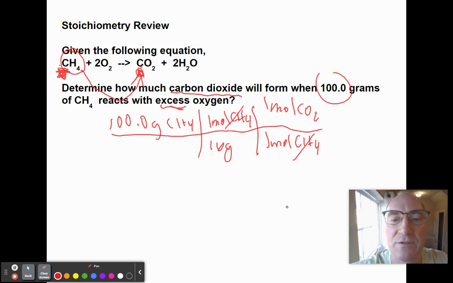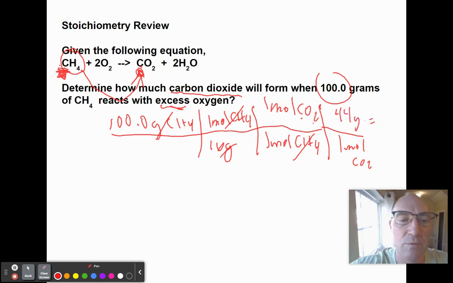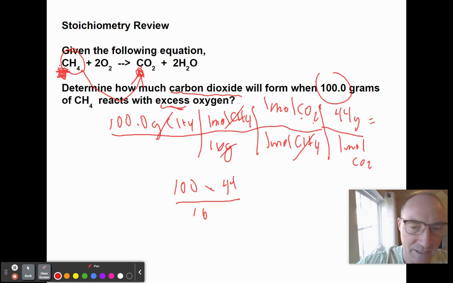So that will get canceled out. Since they ask for mass, you're going to do one more step. You're going to put in the molar mass for CO2. That would be C, which is 12, and 16 times 2 is 32, so we're looking at 44 grams. Really what you're going to do is take 100 times 44 divided by 16. You take the entire top divided by the entire bottom. And you guys, this is just easy math.